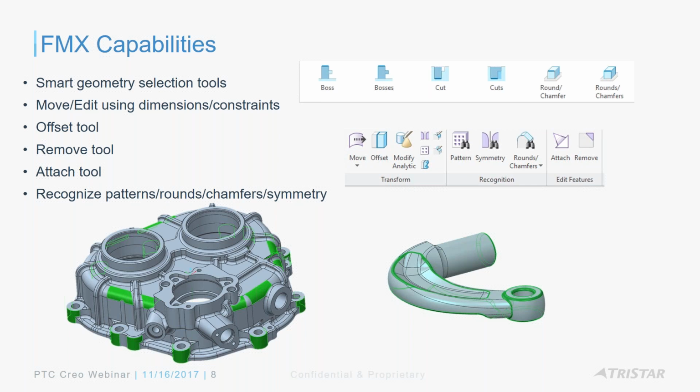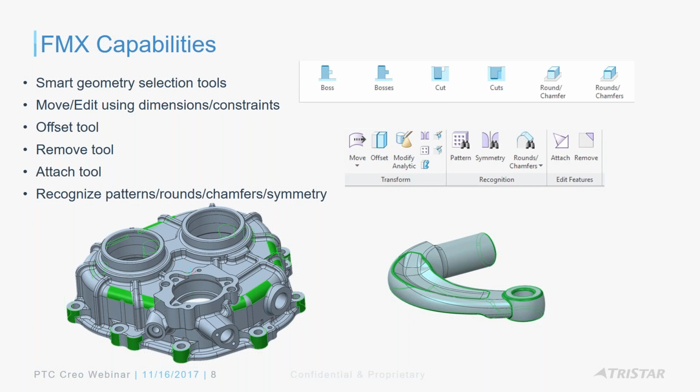Obviously, with the mini toolbar that we have in Creo 4, or you can use a ribbon. But all these tools, this is pretty much what you do, right? You select the geometry using various tools, and then you start editing them, recognizing them as you modify your geometry.